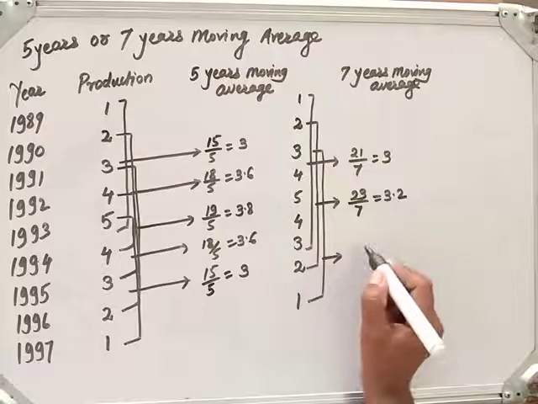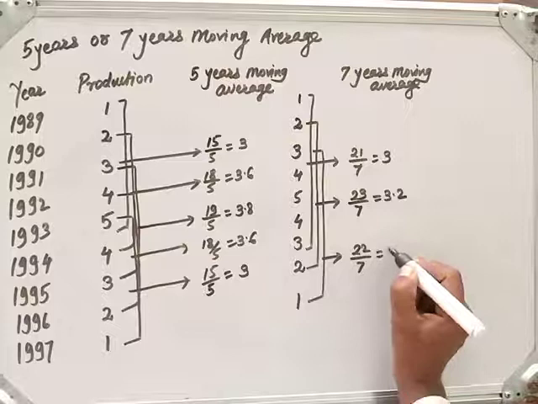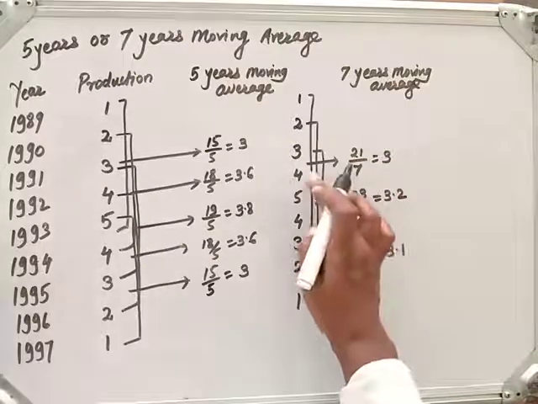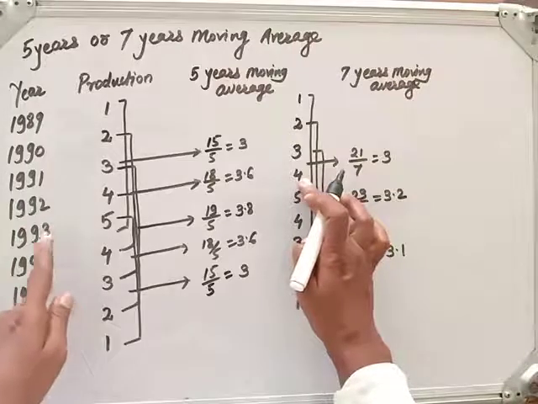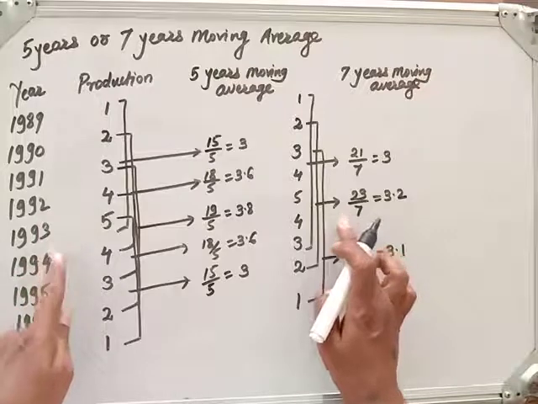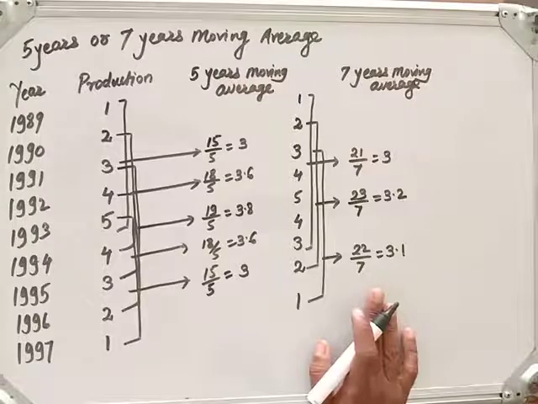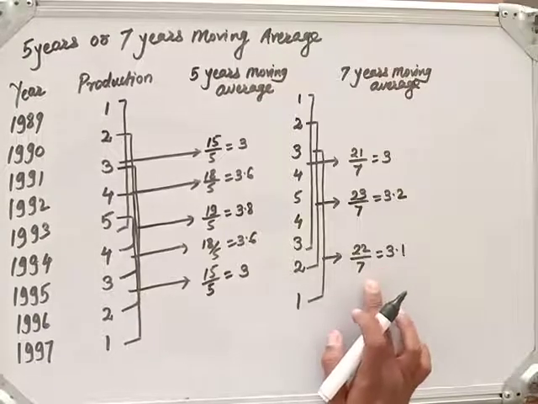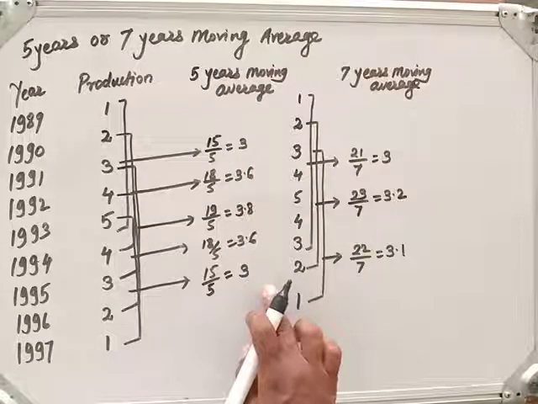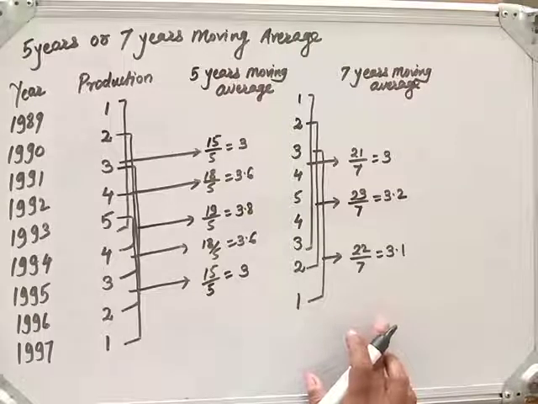That gives the total 22 by 7, and that is 3.1. And what is in these 7, the middle year is 1992. Then obviously for the next one 1993 and 1994. Take these and plot a graph, you will get a trend line for the 7-year moving average, and also this one gives a trend line for the 5-year moving average. Fine. So this is our moving average method here.